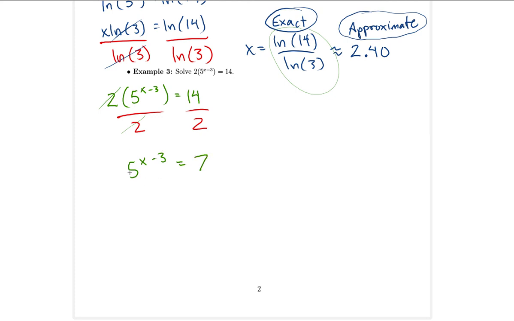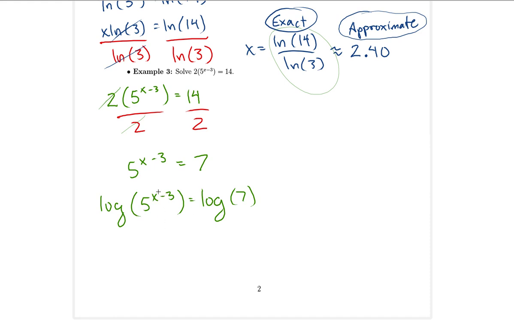And now that the exponential expression's by itself, now it's appropriate for me to take the natural log of both sides. And by the way, let me just actually say this. The common log is totally fine too. It doesn't matter. If I use the log that has a base 10, there's nothing special about the natural log. I don't know, I tend to favor it for some reason. But this is totally correct here.